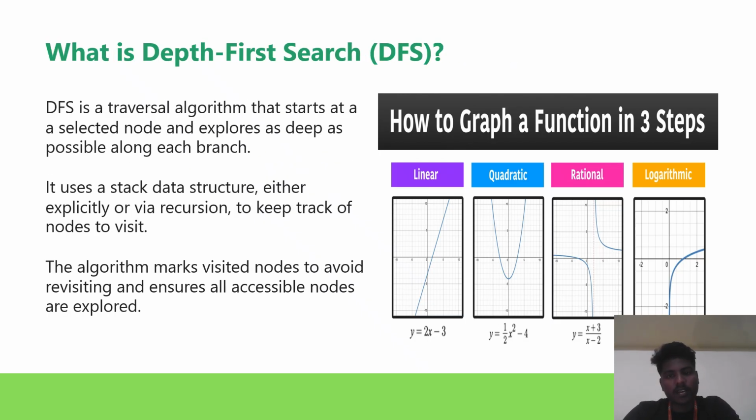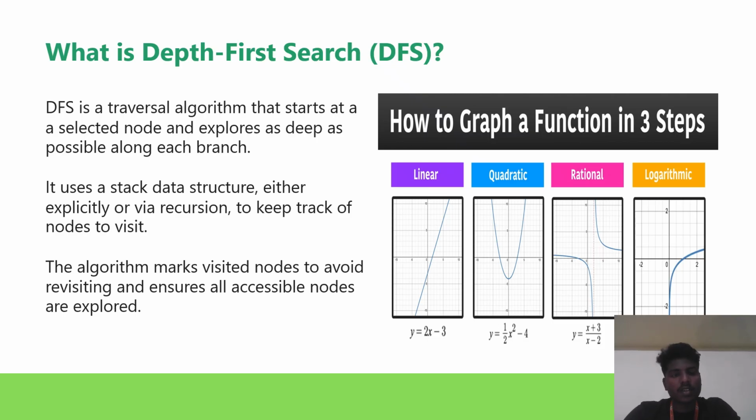DFS is a traversal algorithm that starts at a selected node and explores as deep as possible along each branch. It uses a stack data structure, either implicitly or via recursion, to keep track of nodes to visit. The algorithm marks visited nodes to avoid revisiting and ensure all accessible nodes are explored.